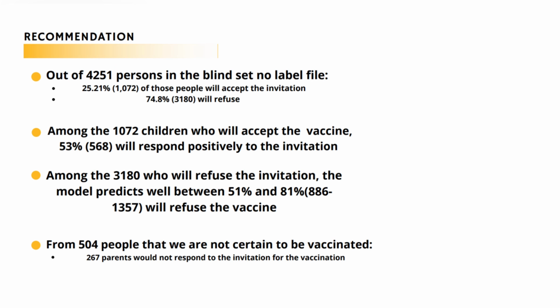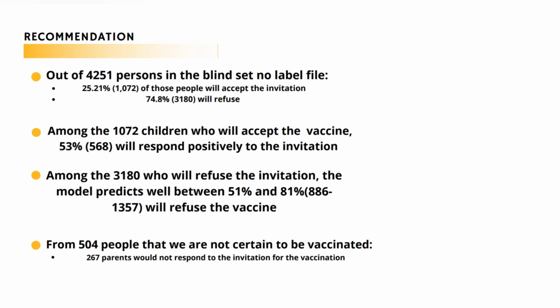According to our prediction, among the 4,251 persons in the file, 25 of those people will accept the invitation to send their child to get vaccinated, while 76 will refuse it. Among the 1,000 children who will accept the vaccine, according to our confidence interval, the model predicts well in 53% of the cases. So we can say that we are confident that 578 will respond positively to the invitation.